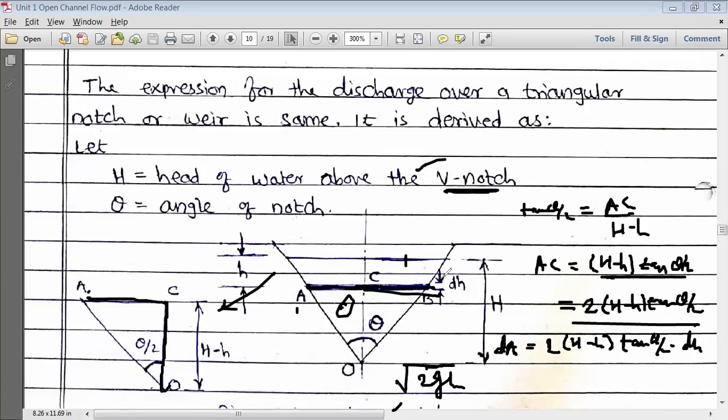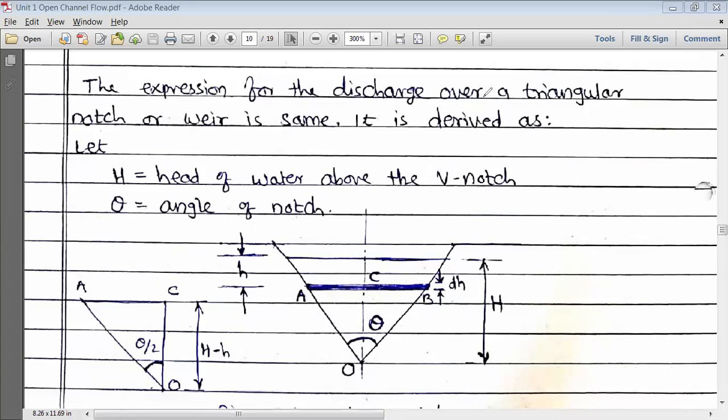Then I can write dQ, the theoretical discharge through the strip, is equal to 2 into (H minus h) tan theta by 2 into under root of 2gh dh. Right? Now this is the discharge through the strip. I want the entire discharge through this notch, so I will apply the limits between 0 and capital H and do the integration of this equation. Okay.